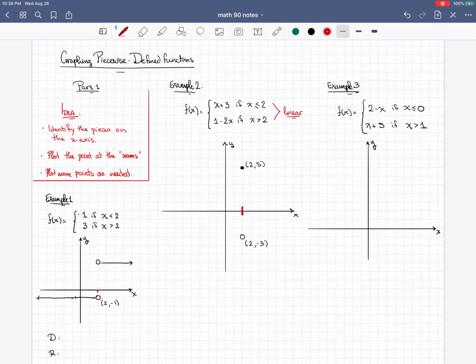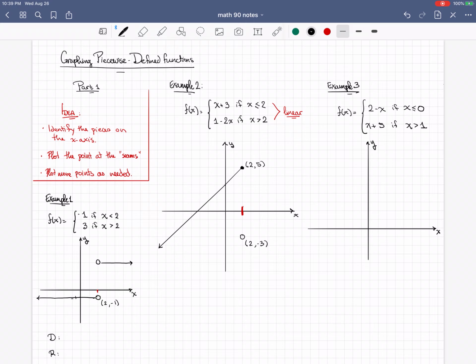Now look, both of these pieces are linear. So linear equations, the reason that they're called linear is in particular because their graph is a line. You only need 2 points to graph a line. So over here, when I say plot more points as needed, I only need 1 more point for each piece. So for the top piece, let's pick another value less than or equal to 2, like 0. If x is 0, x plus 3 is 3. And so then, if I connect these dots, there is that line. So that is the top piece.